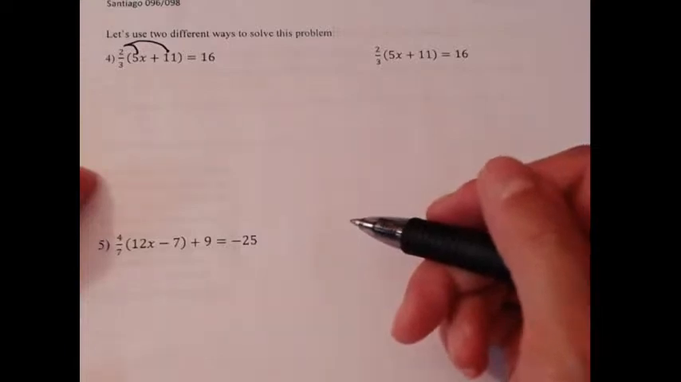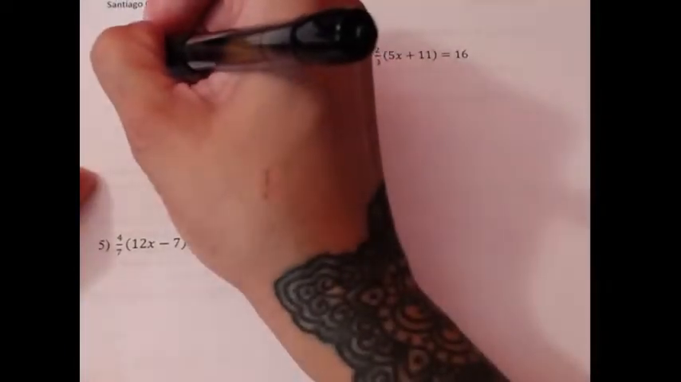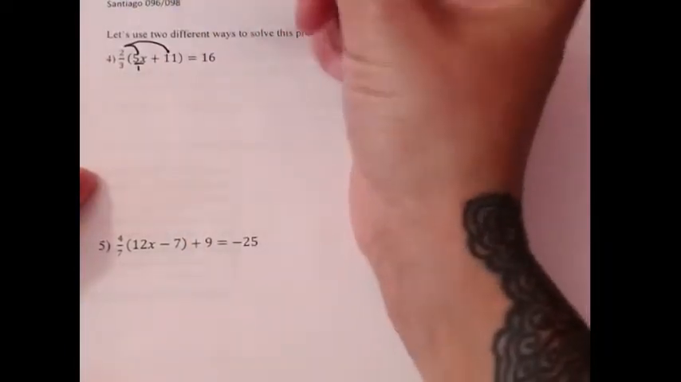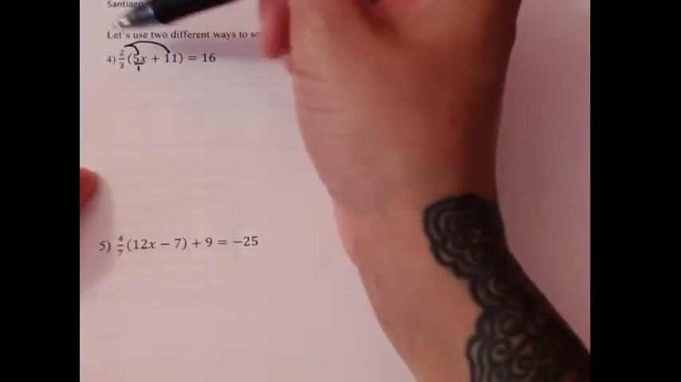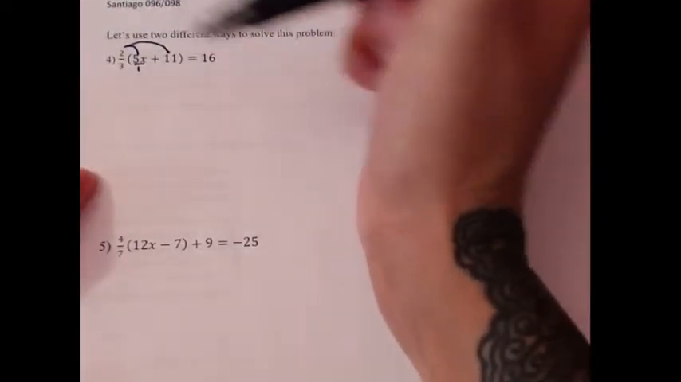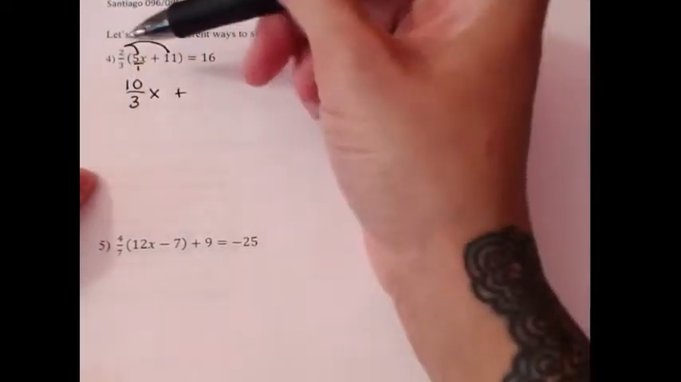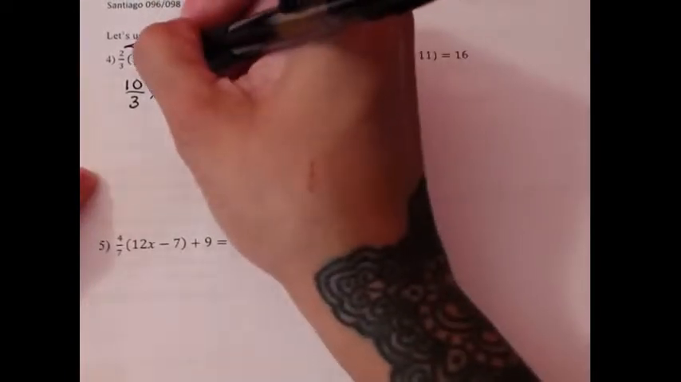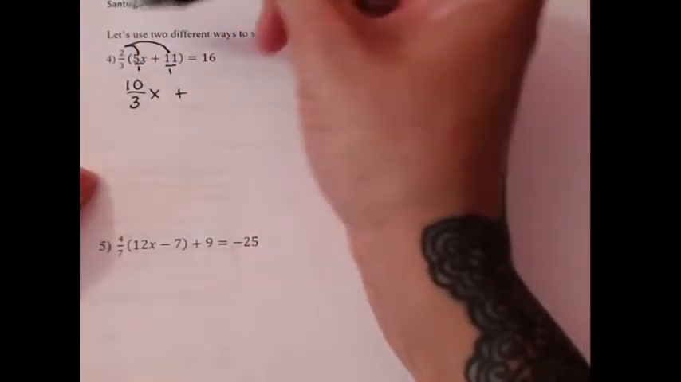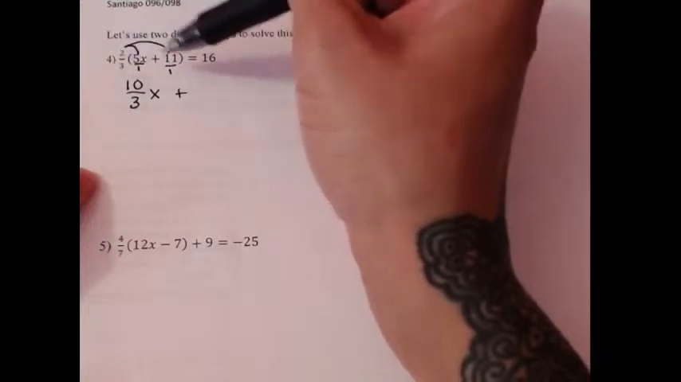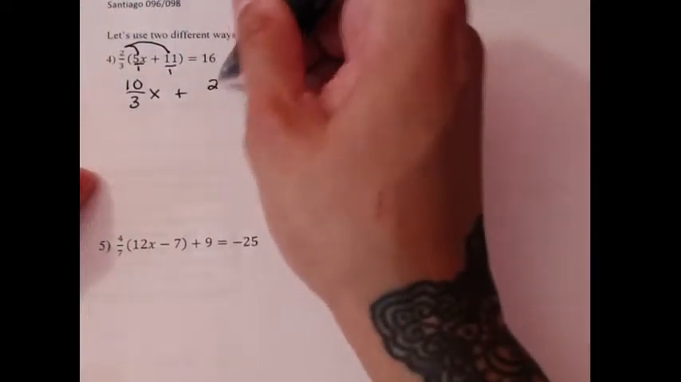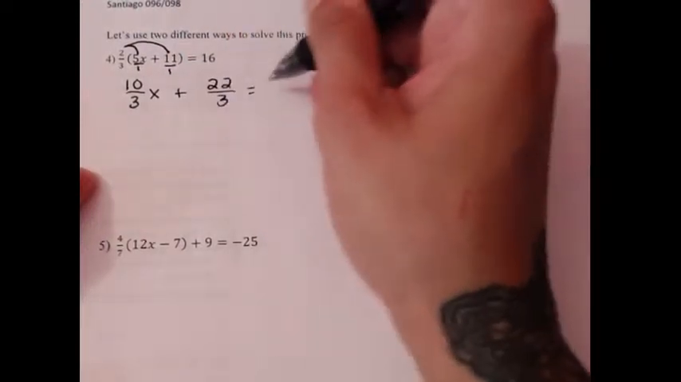2/3 times 5x. Remember, think of this whole number as being over a 1. So 2 over 3 times 5 over 1 is 10 over 3, right? So 10 over 3x, there's our first term. Plus 2 over 3 times 11, put that 11 over a 1 just so it's easier to see. 2 times 11 over 3 times 1. So it's going to be 22 over 3. And that's equal to 16.